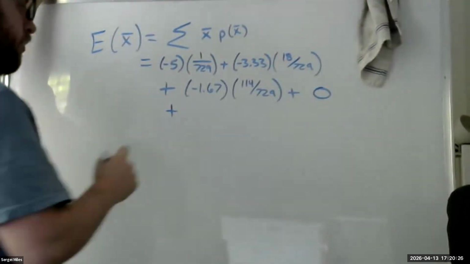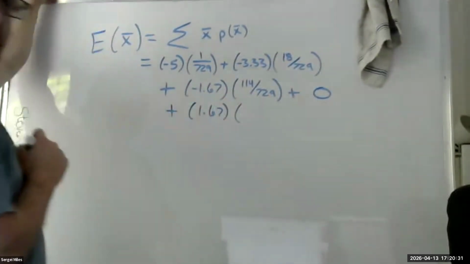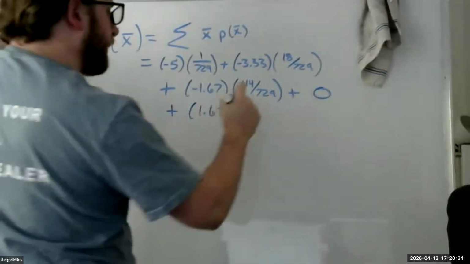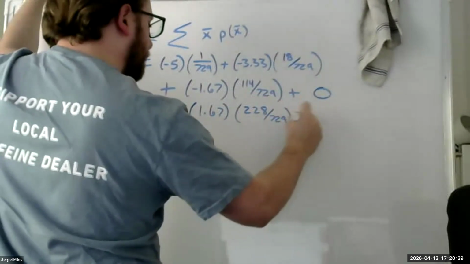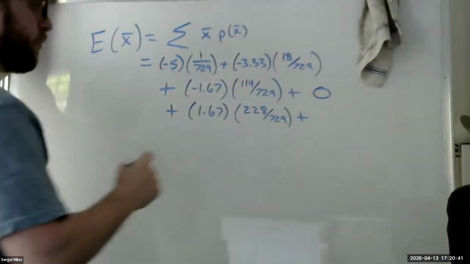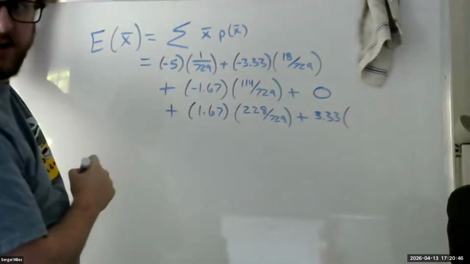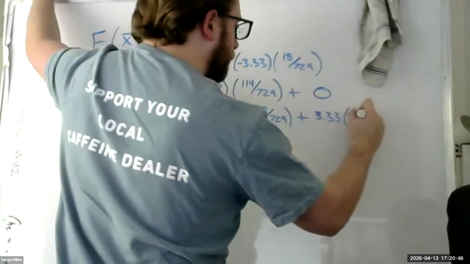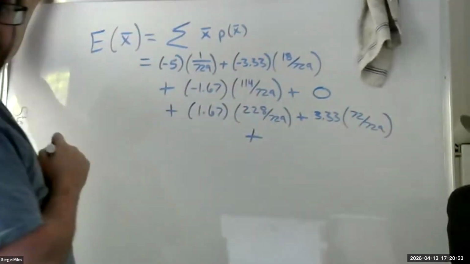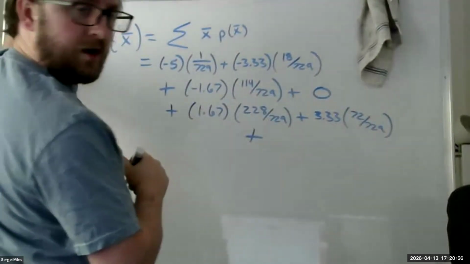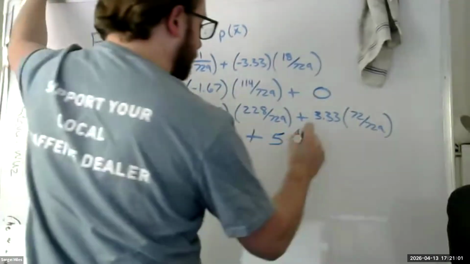plus 1.67 with a probability of 228 over 729 plus 3.33 with a probability of 72 over 729 plus 5 with a probability of 8 over 729.